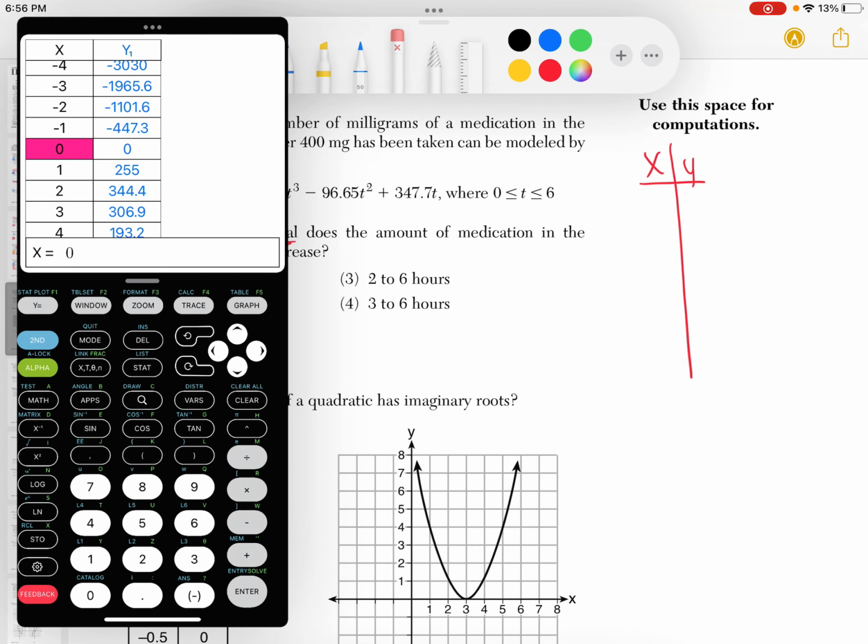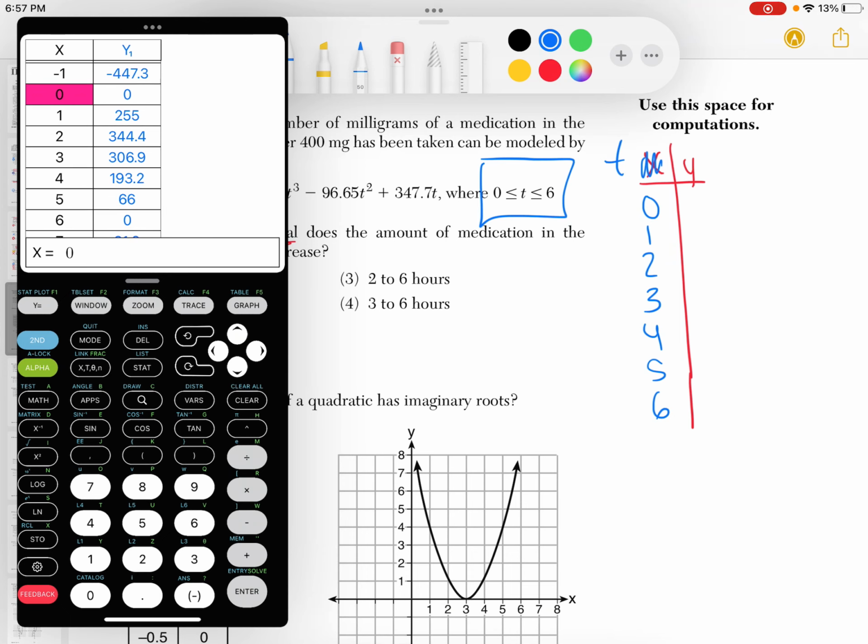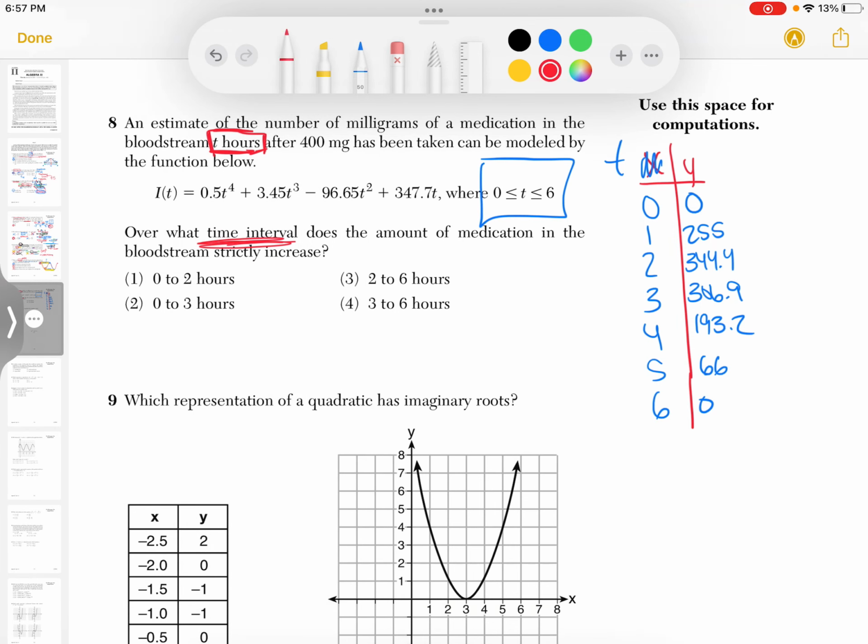Here's why that's going to be helpful. So you hit second graph, and this is the table that you get, and it says it's between 0 to 6. So really this is my t, not x, but it's going from 0 to 6. So I'm just going to put the numbers from 0 through 6, and I'm going to copy the table. So 0 has a y value of 0, 1 is at 255, this is at 344.4, 306.9, 193.2, 66, and 0. Great. Goodbye, calculator.